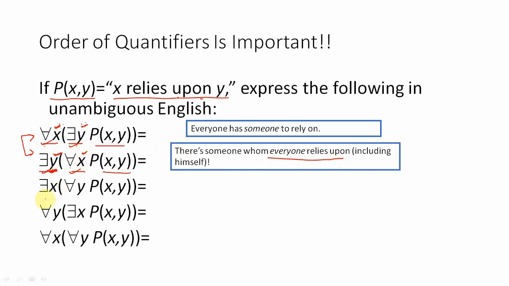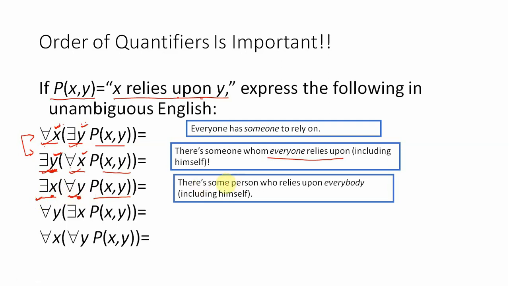Similarly, if I write there exists x for every y P(x, y), what does it mean? There must exist a value of x which is related to all the values of y. That means there must be a person x who relies on everybody.